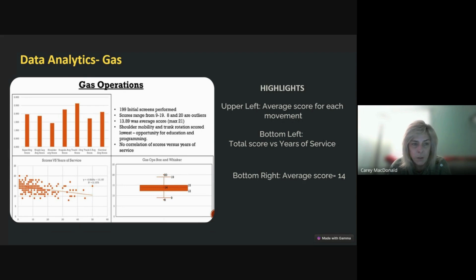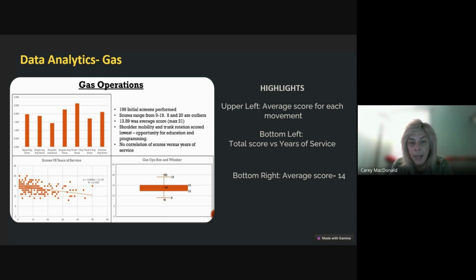Okay. So this is just a little bit of our data that we collected. And again, I know it's really small, so that's why I created the highlights to the right. But these were based on our operations over a 3-year period, and we broke our divisions into 3. So we had gas, we had electric, and we had what we called support staff, which ran anywhere from warehouse employees, fleet employees, to office workers. And over that 3-year period, we had 365 movement screens performed. And then they were broken down.